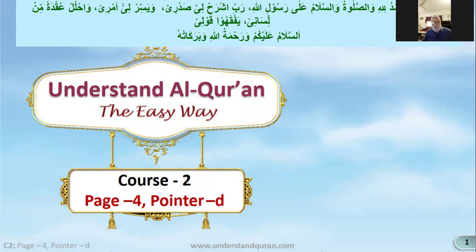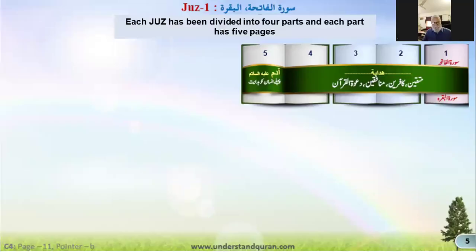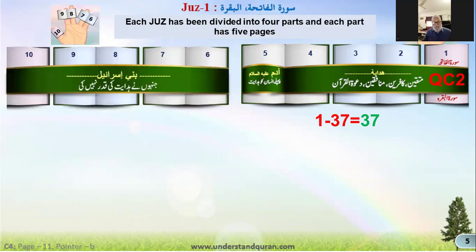Welcome, understand Al-Quran the easy way course to page 4.30. We saw that each juz has been divided into 4 parts and each part has 5 pages. The first 5 pages, 1 to 5, we studied in this QC2 from 1 to 37 ayah, in the 37 ayahs of Surah Al-Baqarah. The next 5 pages, 5 to 10, inshallah, we will study in QC3, and they will start from 38 up to 76, meaning the 39 ayahs.